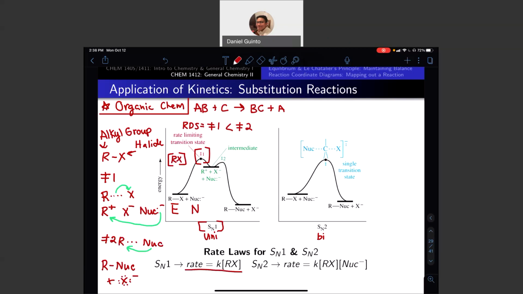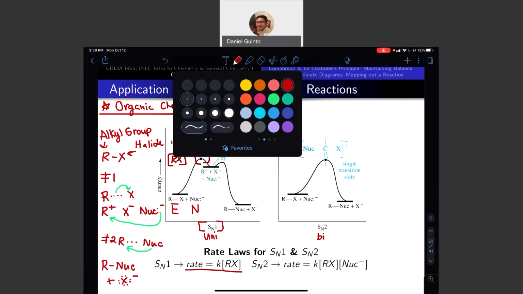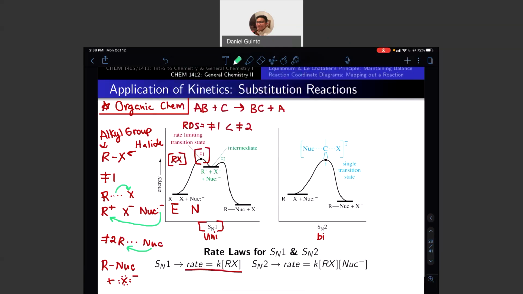Now, when we look at bimolecular nucleophilic substitution in this case, let's change the color, let's just choose green. What's happening here is that there's only one transition state. And it's what we call a concerted reaction, in which the nucleophile will attack your alkyl and the halide will just leave off of the electrophile. So it's all happening all at once.